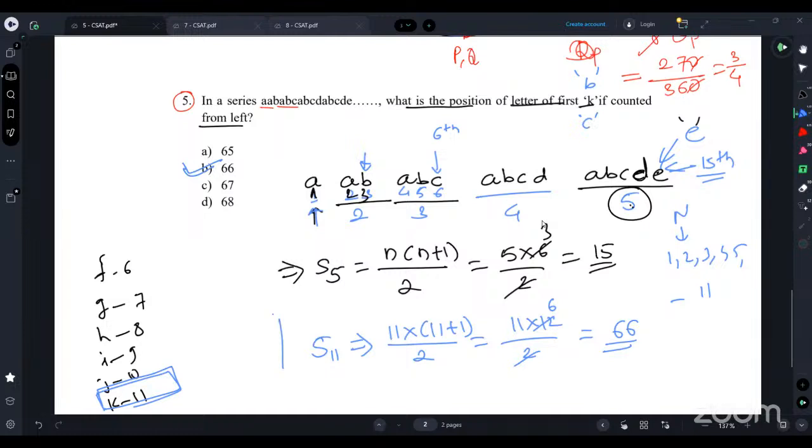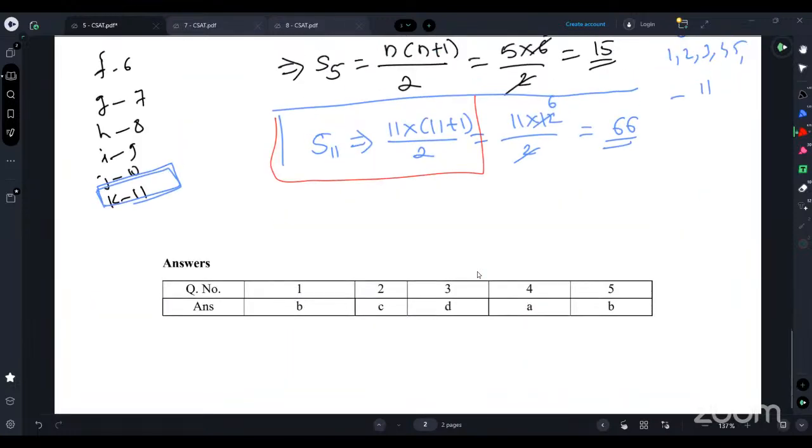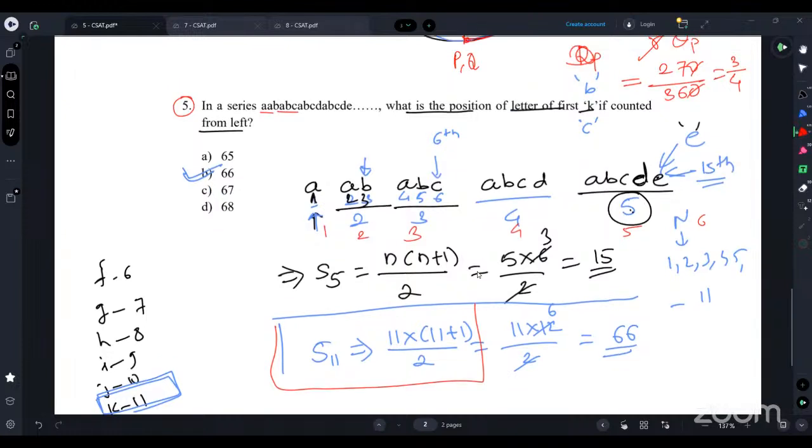Okay, so this is the formula for counting the position. Why have we used this formula? Because I can see that it is basically the summation of natural numbers, 1, 2, 3, 4, 5, 6 up to 11, right? So 66 will be the correct answer. Fifth will be B. Clear?